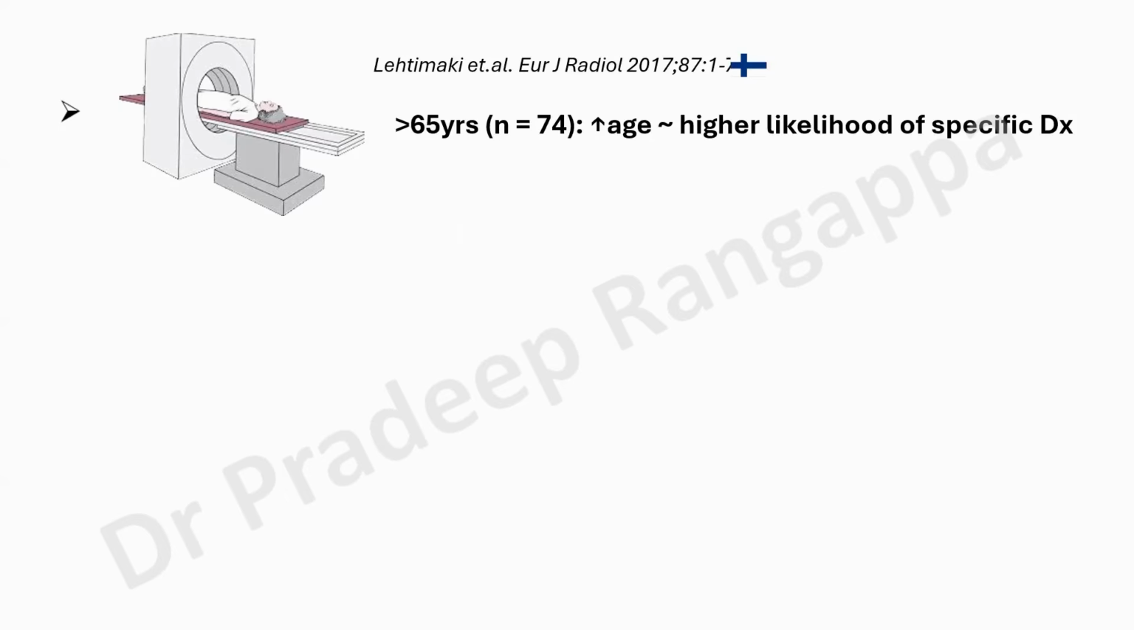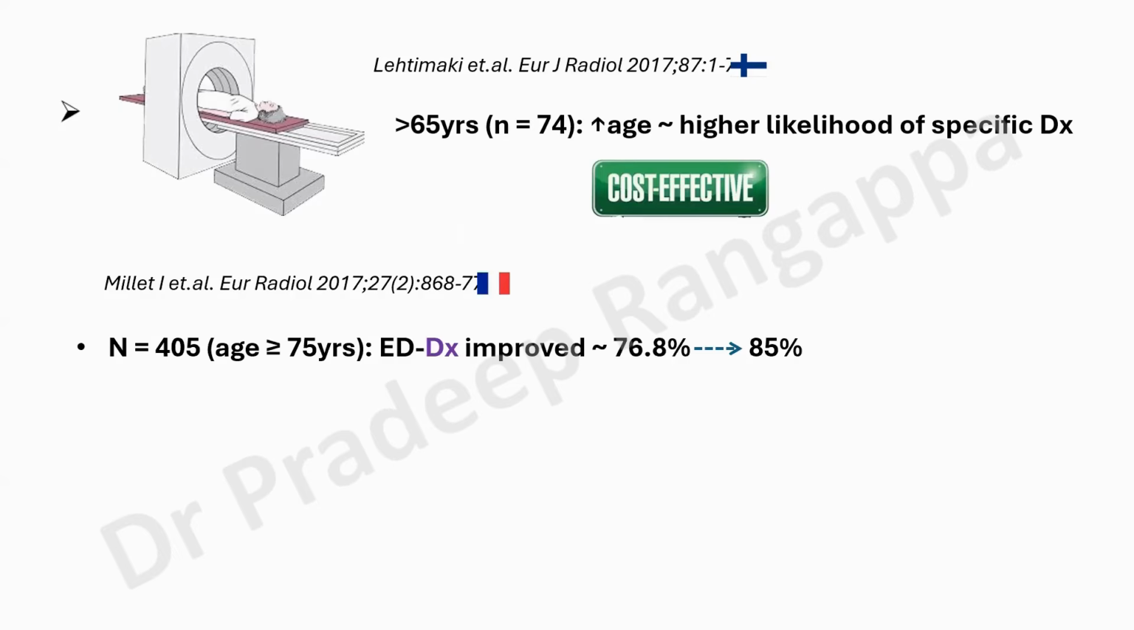Basically, this was a study that came from Finland where they looked at CT as an imaging modality in patients over 65 years who come with abdominal pain. And they found that with increasing age, CT has a higher likelihood of establishing the diagnosis with certainty, and it appeared to be more cost effective.